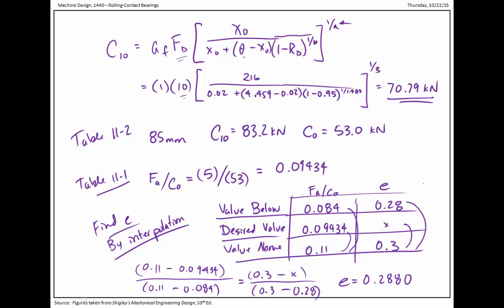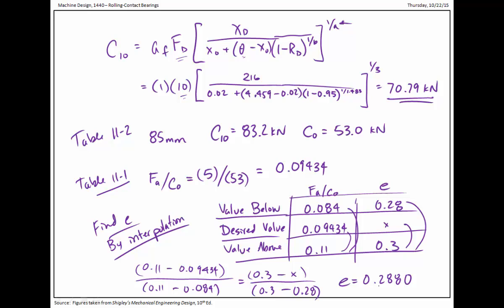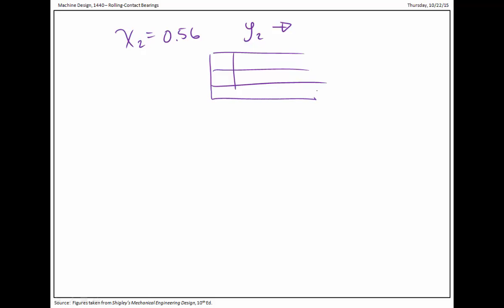Okay, now we know that E is going to be, okay, we need to find FA over FR, which we calculated previously, right? Which is, it was 0.5. Because 0.5 is greater than this value of E, we're going to find that X2 was equal to 0.56 from the table, and Y2 we have to find from interpolation. That's lovely, isn't it? So we do the same thing here, and I'll just draw the table. I won't go through the process right here.